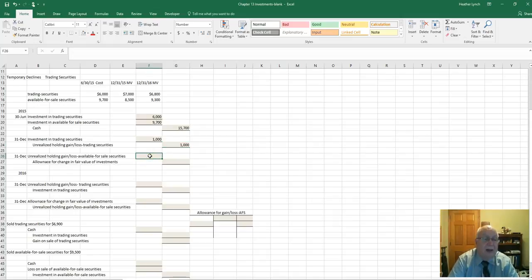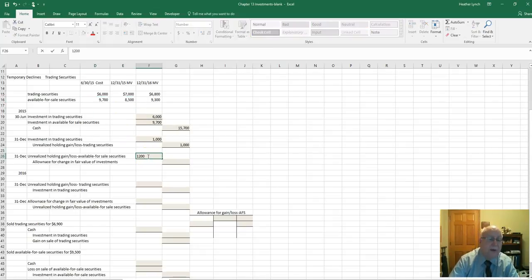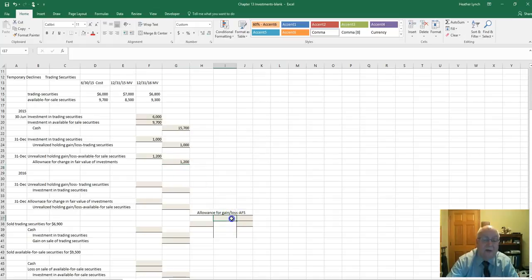The available for sale securities cost us $9,700 and is now worth $8,500. So that's a decrease of $1,200. So basically, we would have an unrealized holding loss, where we use a gain or loss on available for sale securities for $1,200, and we would credit the allowance account for $1,200, which means down here in the allowance account, we've got to keep track of this one.